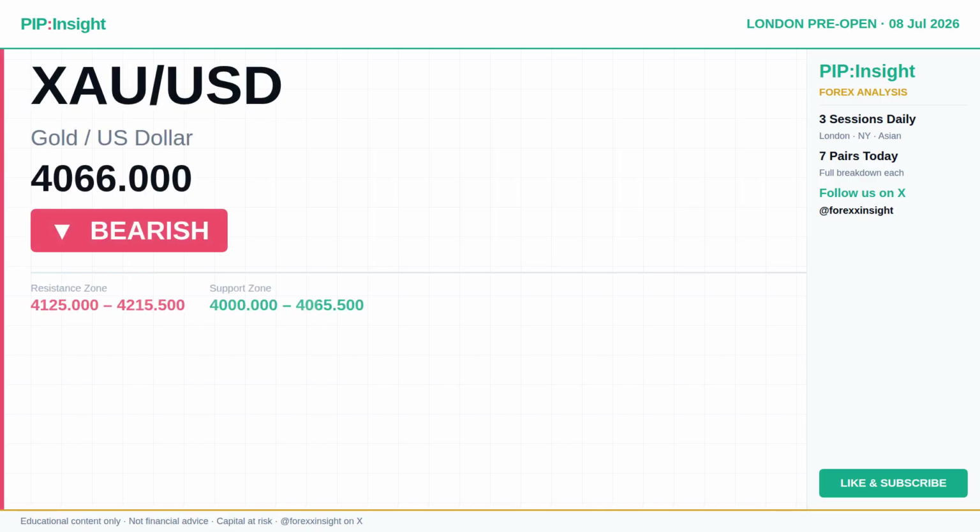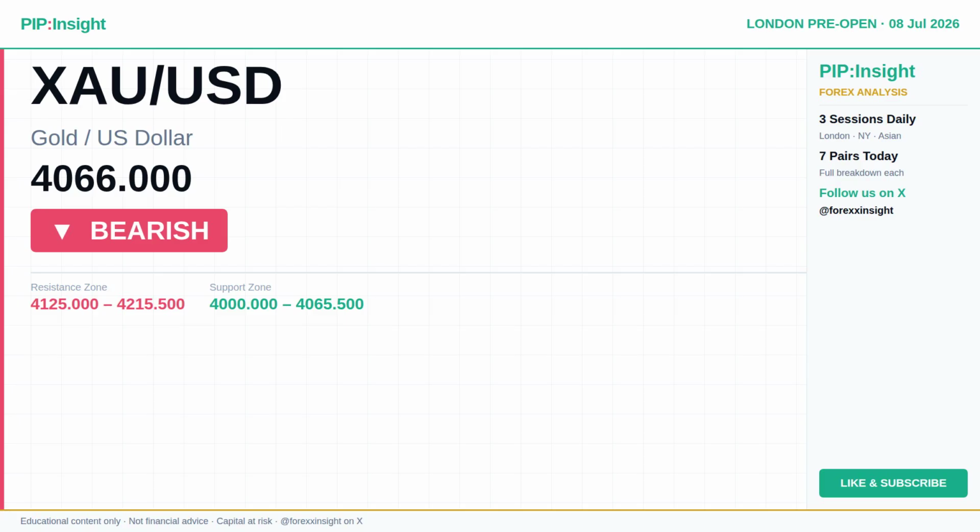If you've been waiting for the gold segment, here's where things get interesting, and right now, interesting means ugly for the bulls. Gold has printed a near vertical breakdown during the Asian session, collapsing from around $4,132 all the way down to session lows of $4,066. That is a brutal move, and the structure across the 4-hour, 1-hour, and 15-minute charts is unanimously bearish.